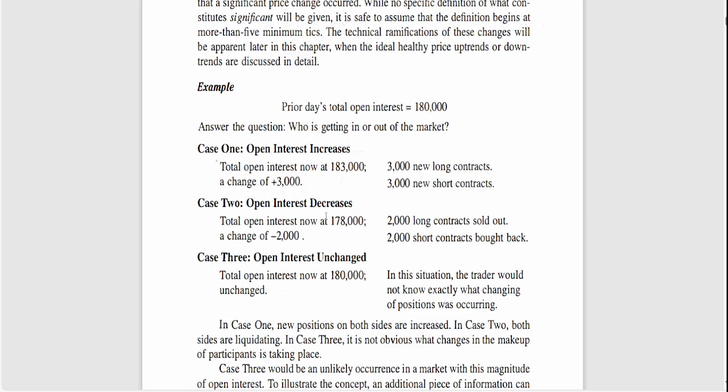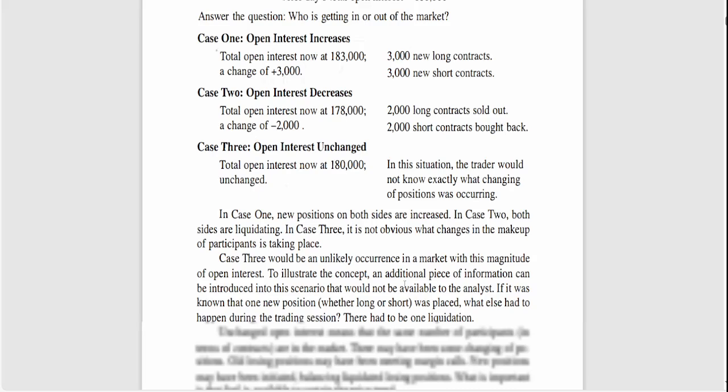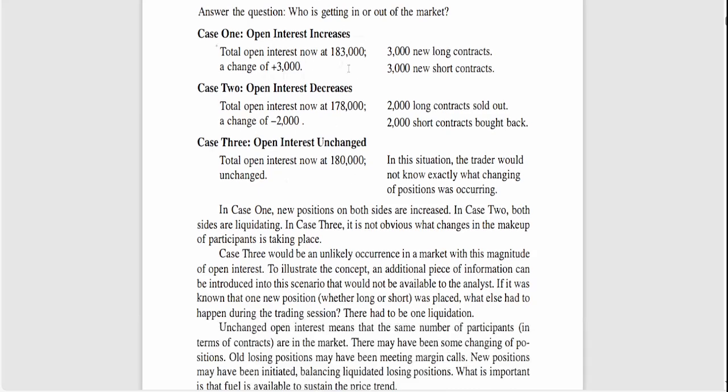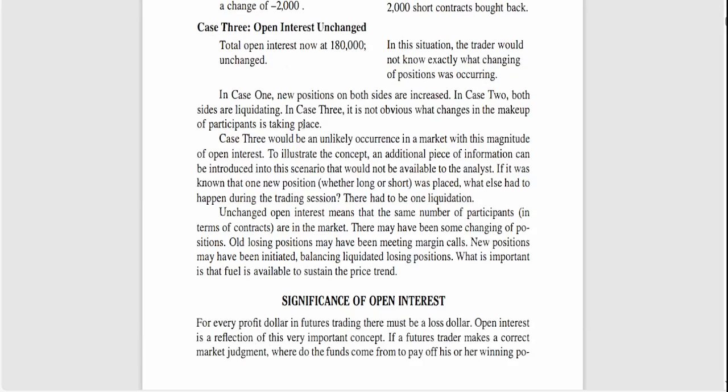Case 2, open interest decreases. The net open interest goes from 180,000 to 178,000. 2,000 long contracts closed out, meaning buy trades were closed and sold out, or short covering, meaning sell trades were closed out. And in the third case, there is no open interest change, it stays the same. So these are the 3 cases you will see while reading open interest. Read all of this.